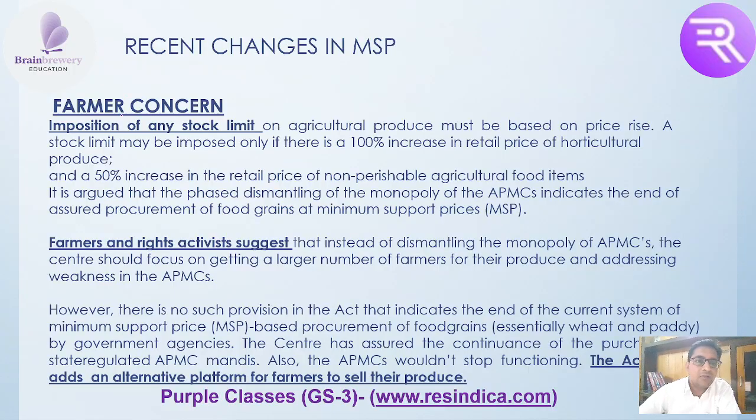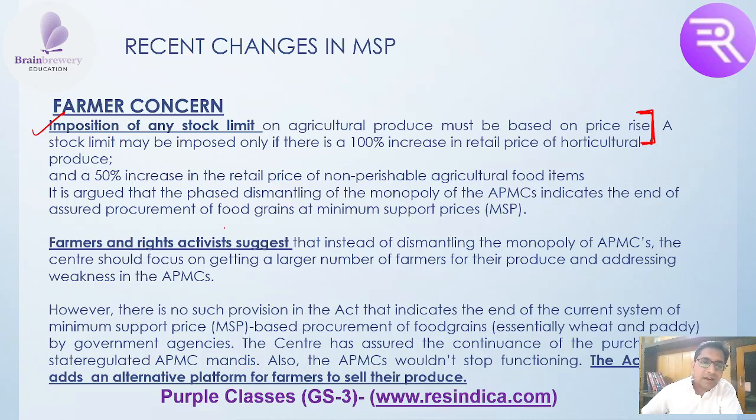Okay, and imposition of any stock limit on agriculture produce must be based on price rise. Farmers are saying that if you are imposing a stock limit, it should be based on price rise. Like if there is a 100% increase in the retail price, then you can impose certain limits. It is not that you impose a stock limit whenever you want. There should be certain criteria for imposition of any stock limit.